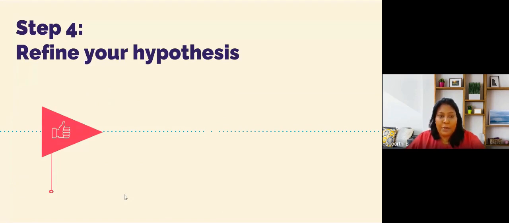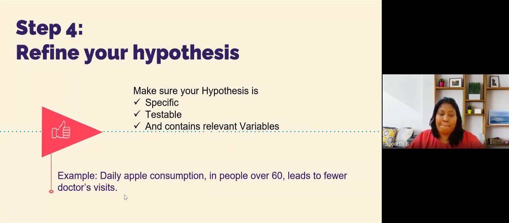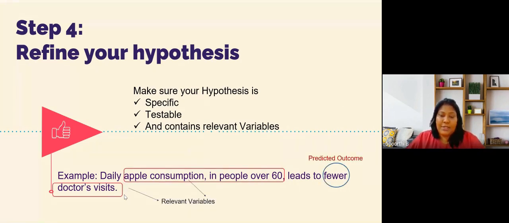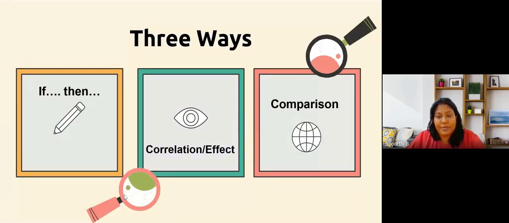And refine your hypothesis. Basically, they are supposed to be specific, testable, and they should contain relevant variables. Example, those are the variables and the predicted outcome. Step 5, you can do it in 3 ways. One is if and then. Second is correlation effect. Third is comparison. You can use any of these.